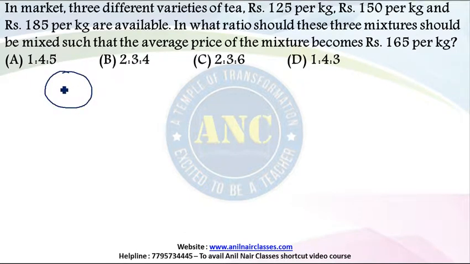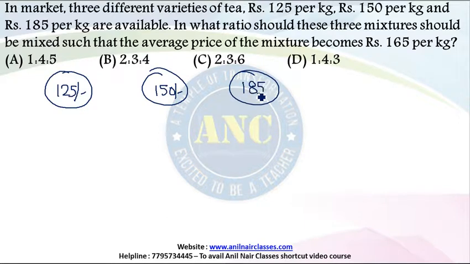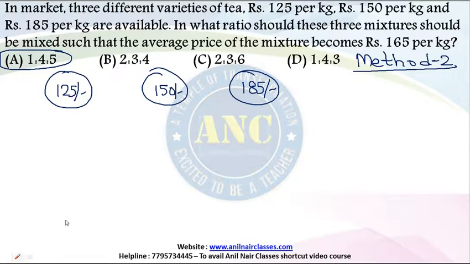Yes, first variety of tea is costing 125, second variety of tea is costing 150, third variety of tea is costing 185. I will make use of the answer option in my method 2 in my first step itself. That means I assume that they are mixed in the ratio 1:4:5. If I simplify this like the way I did in my previous problem, I should get the average price of the mixture as 165 rupees per kg. Whichever option is satisfying 165, that should be the correct answer.